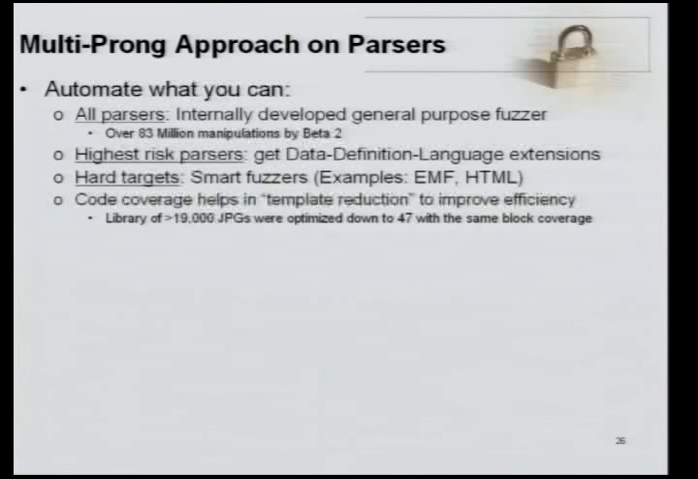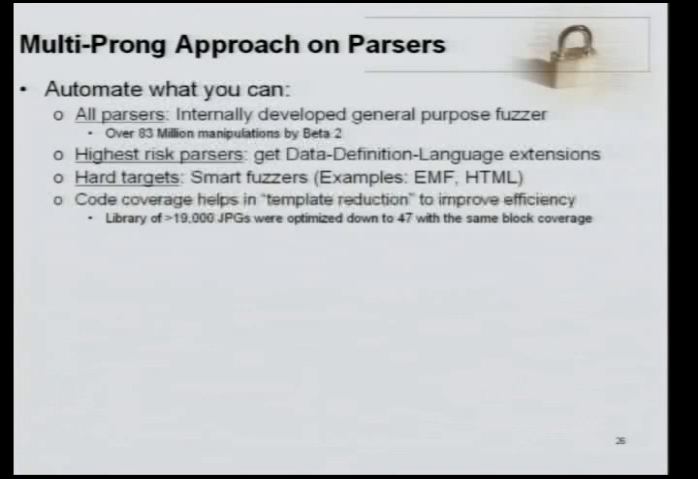I think now we're up to 110 million different manipulations of files that are being run through these parsers. For high-risk parsers that were particularly exposed on the attack surface, we have an extension to our fuzzers called DDL, or Data Definition Language. What this allows you to do is explain in an XML syntax more about the structure of the file format that you're going to fuzz. This acts as additional information that the tool can use to more intelligently target and fuzz the file format. And then for particularly hard targets, things that have a very complex format, like EMF and HTML, we developed smart fuzzers to go after those.